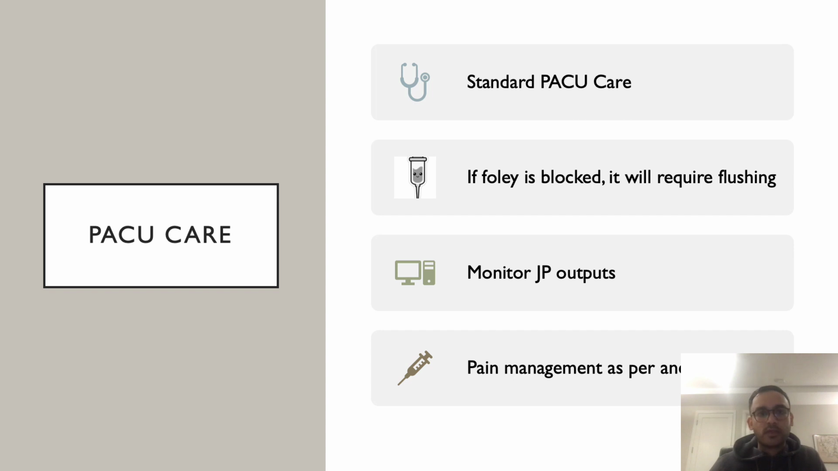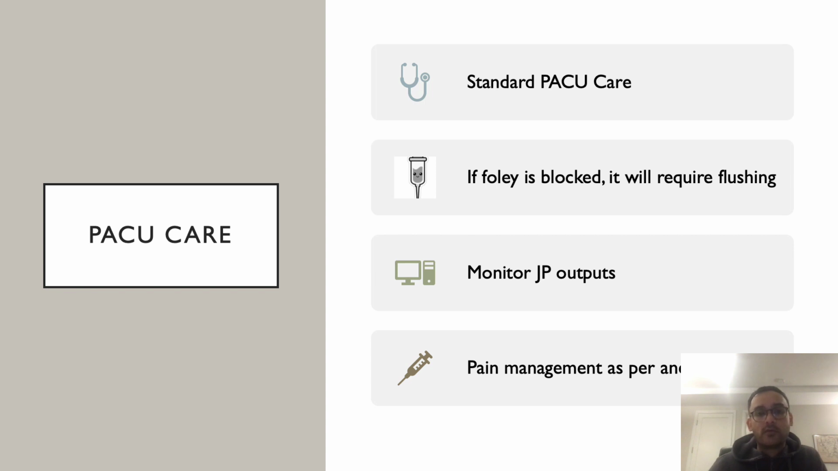Once the surgery is completed, the patient will go from the operating room to the recovery room. The patient will have 2 drains. One is a Foley catheter, which will be the straight drainage. There is no CBR required for these patients. We do not need to irrigate their bladder. The second drain is a JP drain.